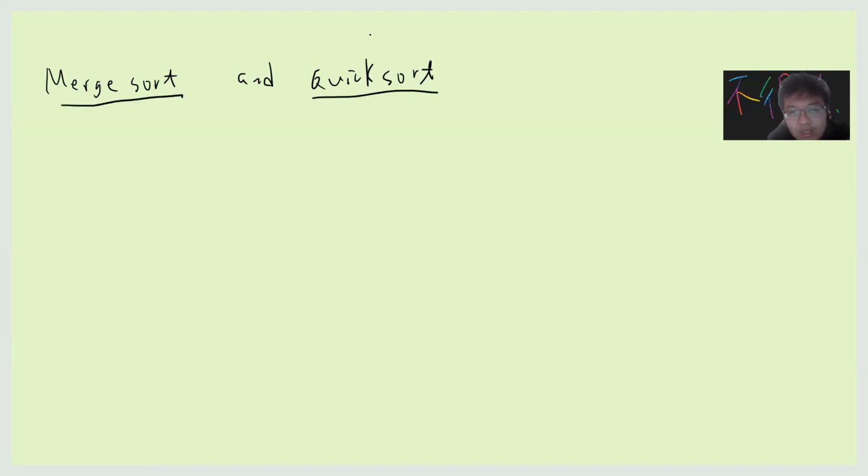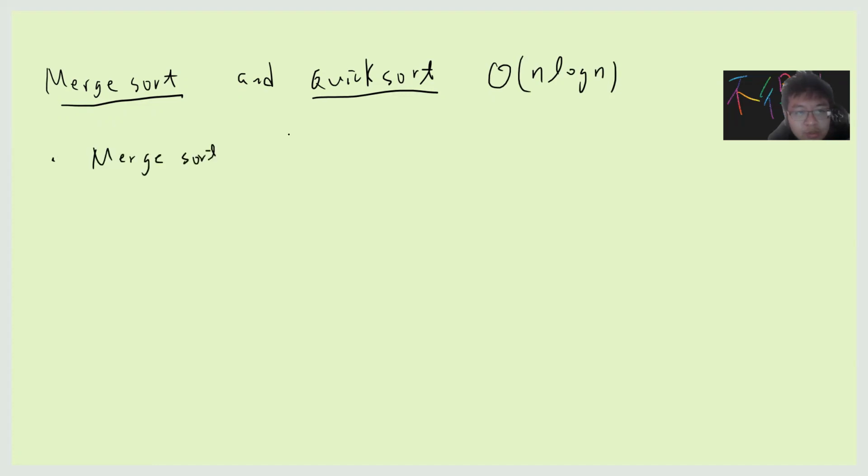So I want to quickly derive the time complexity of merge sort and quicksort. I'm not a good guy who knows how to write good code, but I think the complexity analysis for these two algorithms is interesting. Let's quickly review. I think everyone knows both algorithms.